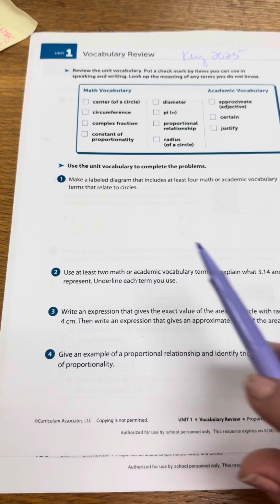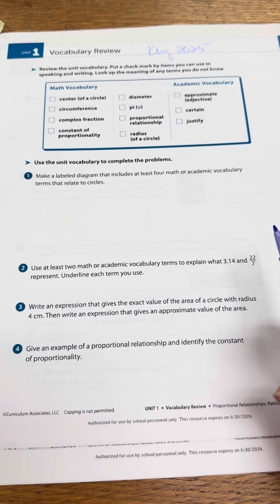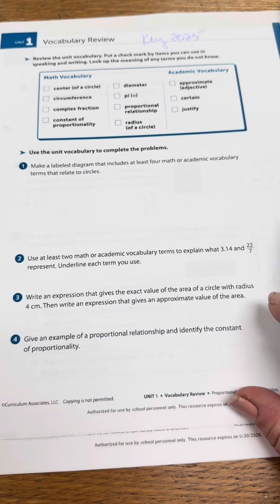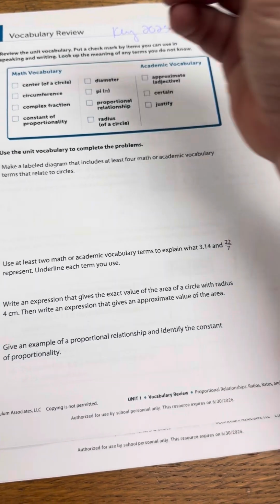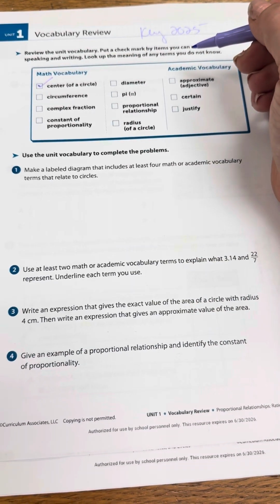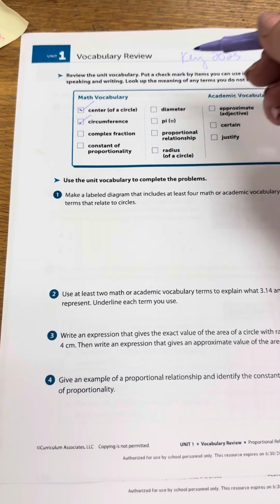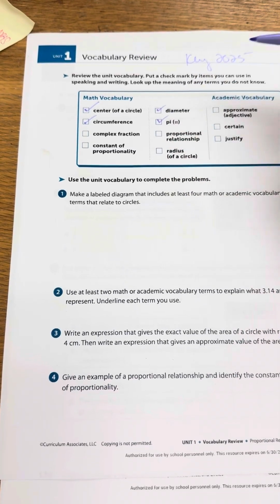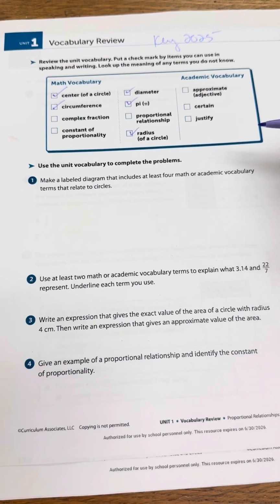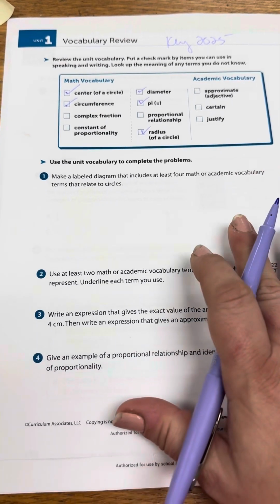So now that we have all of these definitions, we can go through and we can look at these questions. So question number 1 on the vocabulary review says, make a labeled diagram that includes at least 4 math or academic vocabulary terms that relate to circles. So the ones that relate to circles are the center of a circle, circumference, diameter, pi, and radius. So however you would like to do that, you need to include at least 4.